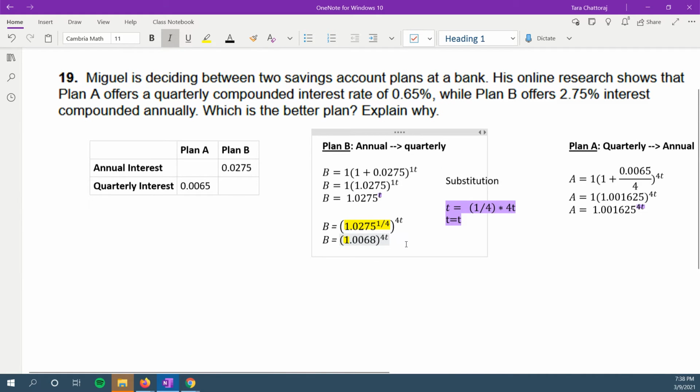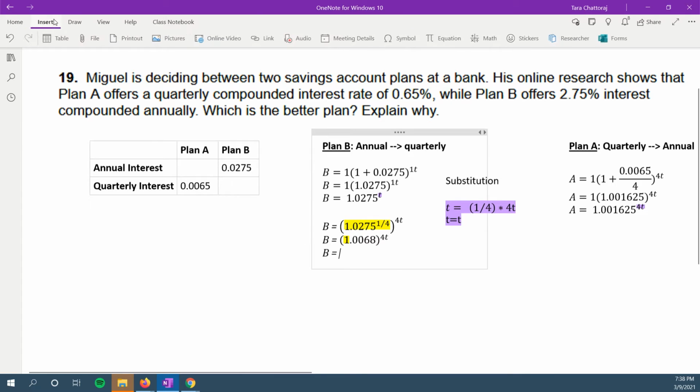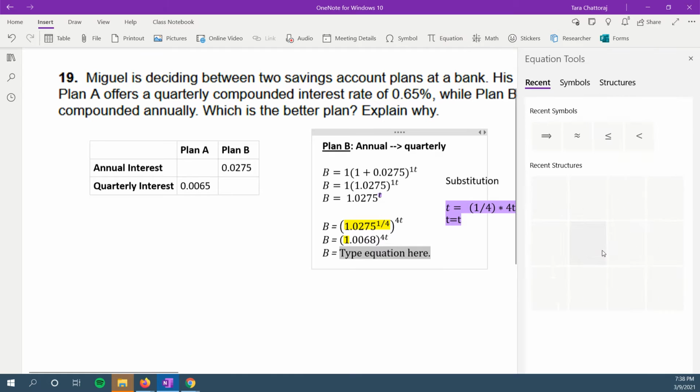Now it looks exactly like the same format as before. The only thing we could do to make it look more like that format is maybe to put it without parentheses, right? And we can do that because we have no other numbers. There's just a number and its exponent. So we could write it like this, to the 4t. Perfect. Nice and easy to compare.